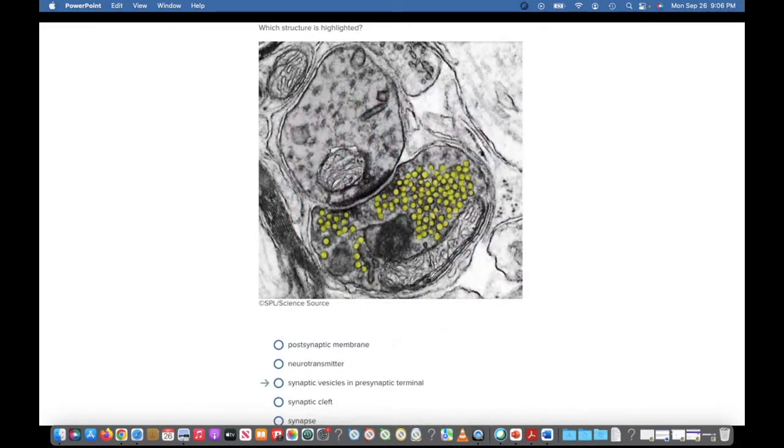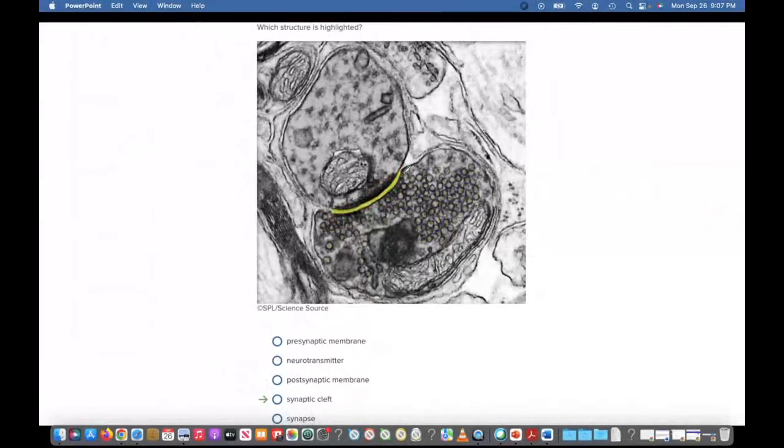This is another histological slide. You'll get used to seeing these. At first you're like, what am I looking at? But what we're looking at here are these synaptic vesicles, these yellow structures. These are synaptic vesicles in a presynaptic terminal. All right, the synaptic cleft, that's this right here. This space, that gap, is the synaptic cleft. In fact, here, the highlighted structure in yellow, that would be the synaptic cleft.